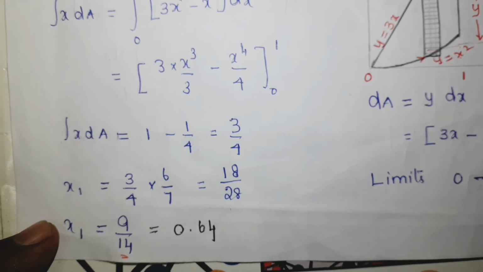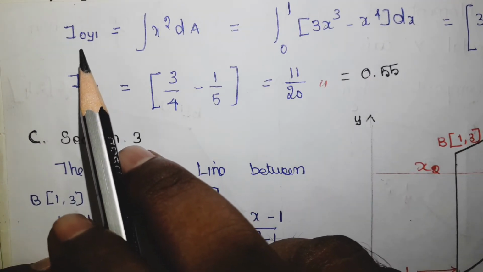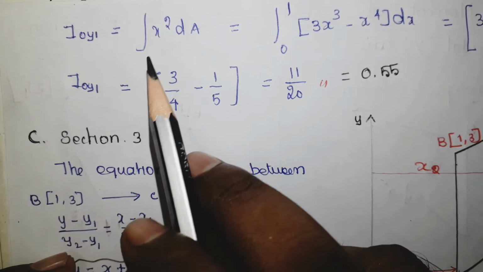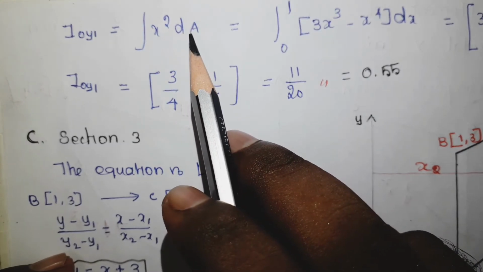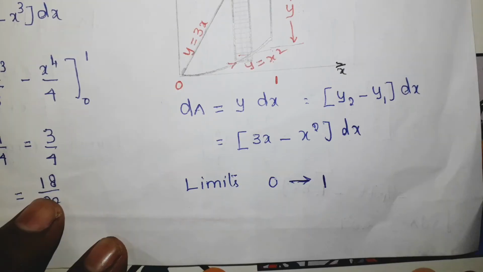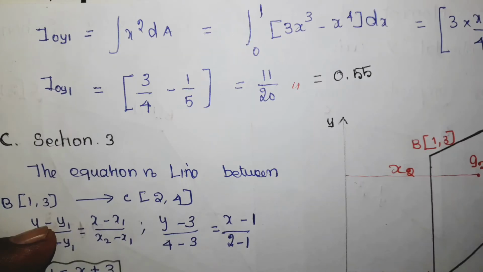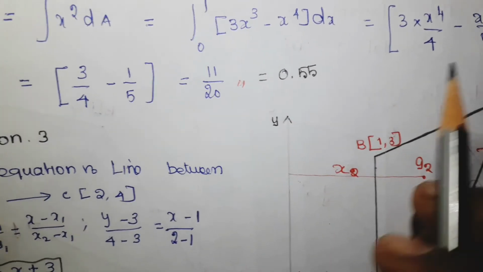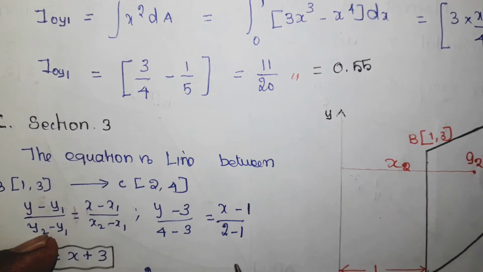0.64. Now the next one is the moment of inertia with respect to base y axis, I_Oy1, which is equal to integration of x square dA. Now again we have to go for the term called dA. So here is the dA again, 3x minus x square into dx, and the limits also same, 0 to 1. Now substitute here and integrate the values. Finally you will get the answer as 0.55. So that's all about section 1.